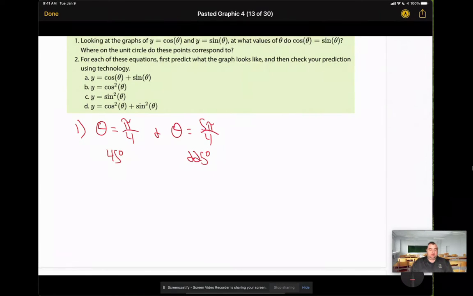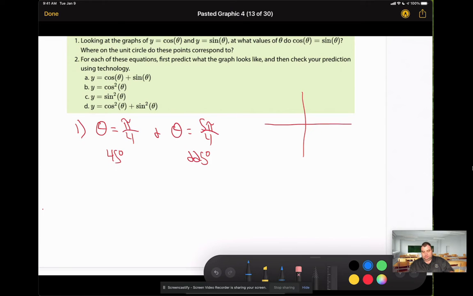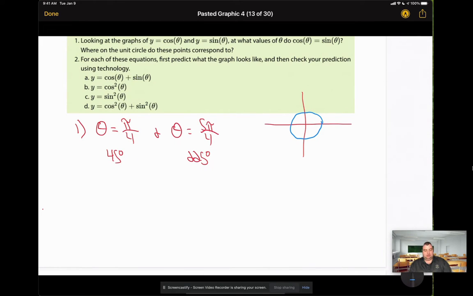Where on the unit circle do these points correspond to? Well, these correspond to points on the unit circle. If we were going to draw a picture, let's draw a picture of a unit circle. So pi over 4, or 45 degrees, is halfway between 0 and 90, so that would be about right here. Remember, this is 0. This is pi over 2, or 90 degrees. This is pi, or 180 degrees. And this is 3 pi over 2, or 270 degrees.